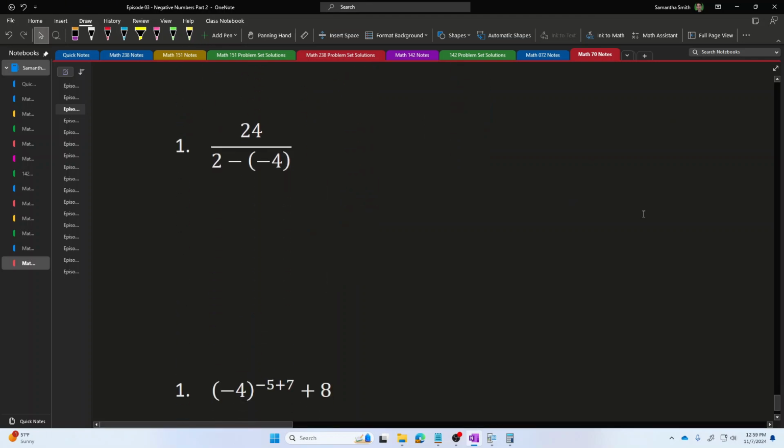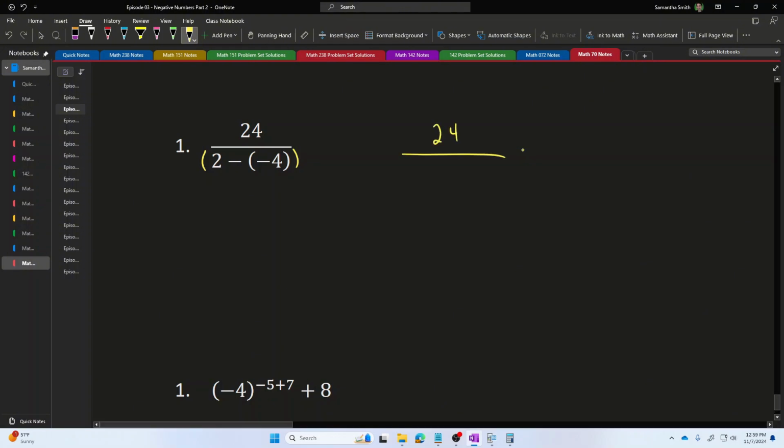What about this one? Someone says, I'm thinking about 24 divided by 2 minus negative 4. Once again, even though I cannot see parentheses, I understand that there are parentheses underneath this division bar. There are hidden parentheses in the top and in the bottom of the division bar. So I'm going to calculate this quantity under the bar first.